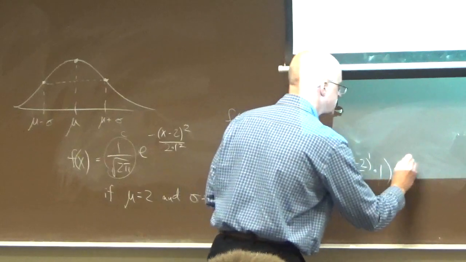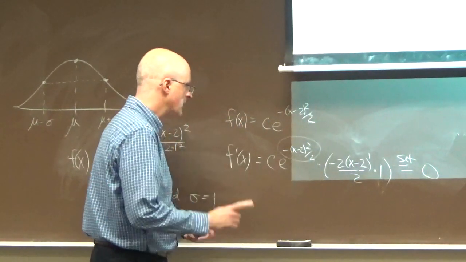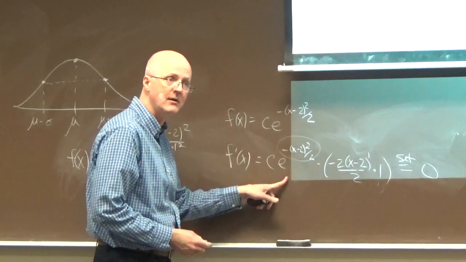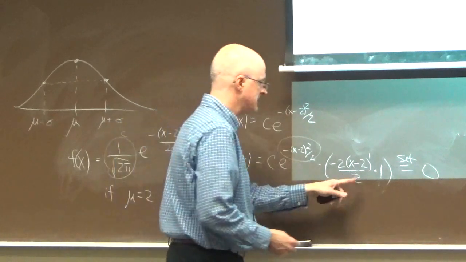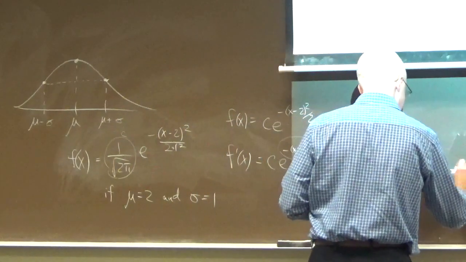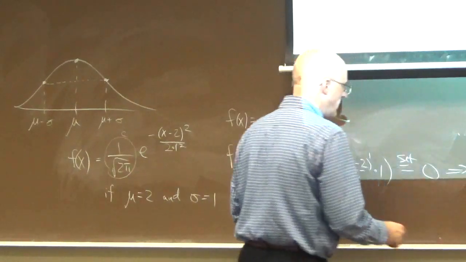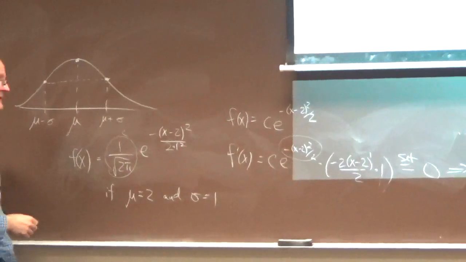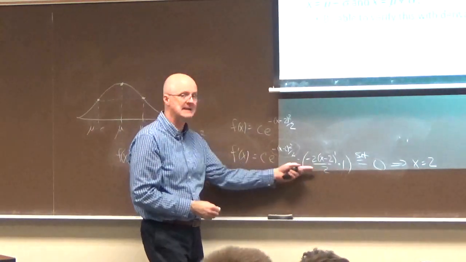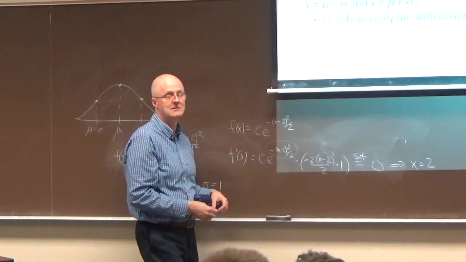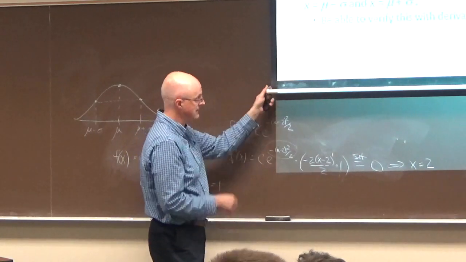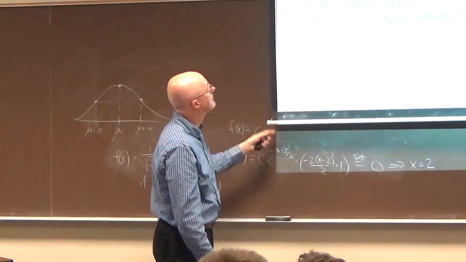Setting this equal to 0 and solving for x gives you only one possibility, because e to a power is never 0 and c is not 0. This factor has got to be 0 for this entire thing to be 0, and that's going to mean x is equal to 2. And that will be a local max. That is the location of the peak. For the second derivative, to find the inflection points, you'd have to differentiate this, which would involve the product rule as well as the chain rule. That's something that's worth practicing for the test, even with an arbitrary mean and sigma.